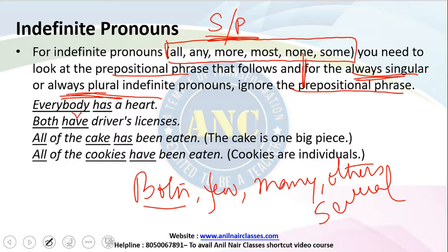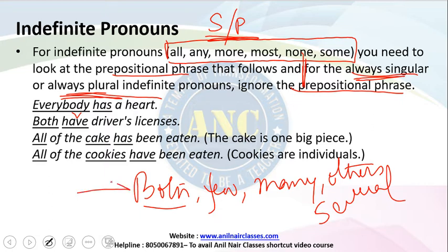All of the cake has been eaten. Here, all of the cake means the entire cake, the whole one big piece has been eaten. So it's singular, has. All of the cookies have been eaten. Cookies are many in number, hence it is plural.